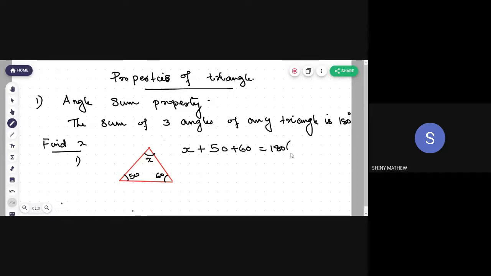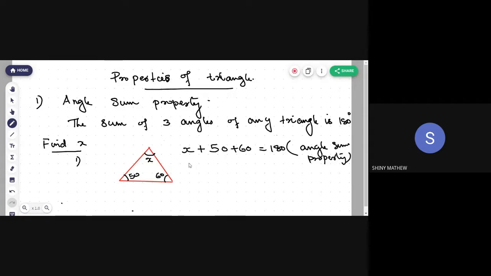Using the property we learned, that is the angle sum property, we can write it that way. In brackets you write angle sum property. Then at each step you should give the reason why you write it that way. So here we can write by angle sum property, the sum of the three angles is 180.